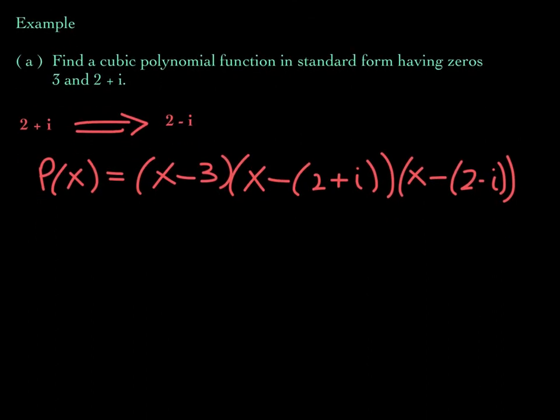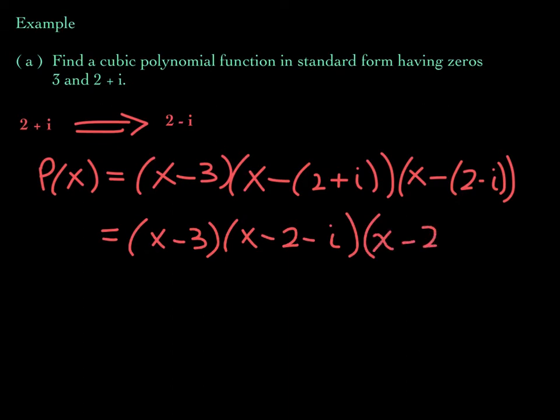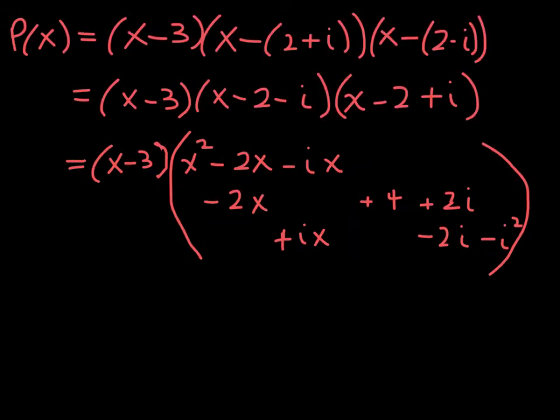Okay, so I'm going to get x minus 3, and then this will be x minus 2 minus i, just distributing there. And this one will be x minus 2 plus i. Okay? What I'm going to do next is multiply. And I'm going to multiply these two trinomials first, and then I'll multiply by the binomial last. I just wanted to show you steps here so that I make sure that you're with me.